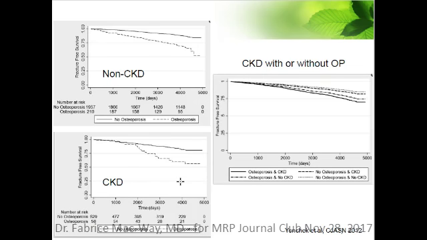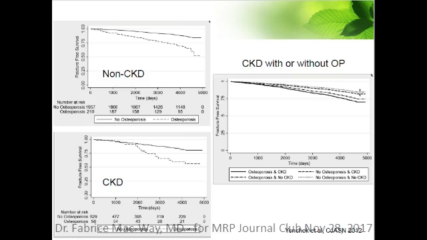And of course, in non-CKD patients, you see that when you have osteoporosis, so a BMD lower than minus 2.5, your risk of fracture is higher as compared to non-osteoporosis patients. That's normal. That's the test we use for osteoporosis. And the same is true for the CKD population. In the CKD population, with or without osteoporosis, your risk of fracture is higher if you have CKD and osteoporosis as compared to the first line, non-CKD and non-osteoporosis patients.